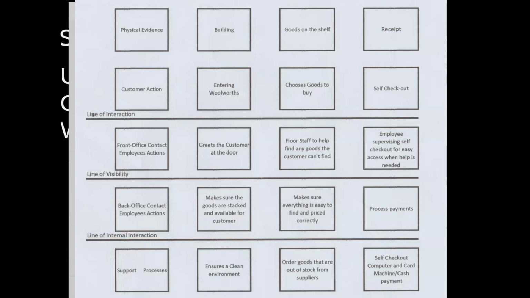Then the support processes, making sure the environment is clean, and then also the stock ordering system. So you can have a system to check how much of what is left, and then that system needs to be maintained. And based on that system and availability, the back office employees can order the stock that is a bit low. And then they also have to make sure the self-checkout computer and card machine, or the payment process machine, is working perfectly, and ensuring that if it's wireless, that continues to work. So this is an example for Woolworths.